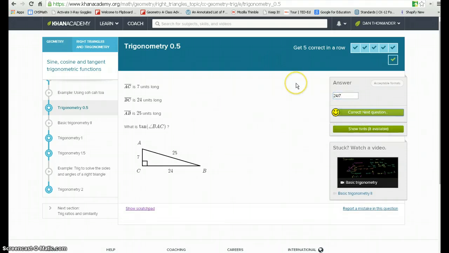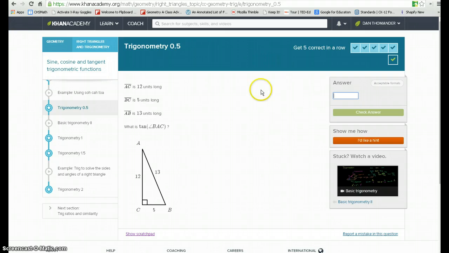Now I'll do a couple more real quick. What is the tangent of BAC? So again, the key is to start by saying what angle am I at? I'm at angle A, and which function do I need? Tangent is opposite over adjacent. So angle A, opposite is 5 over adjacent is 12. So 5 over 12.